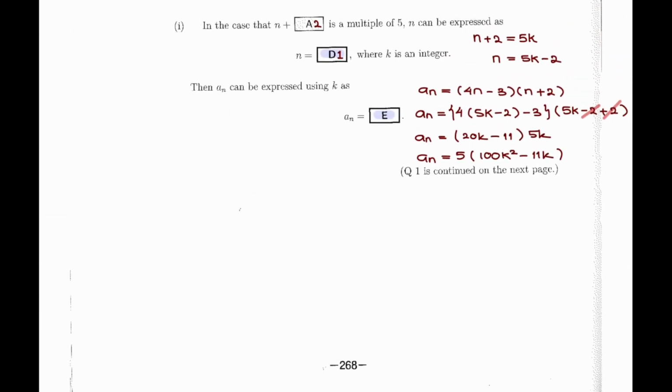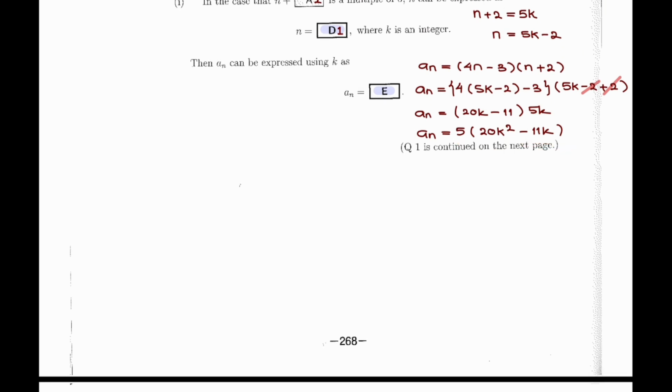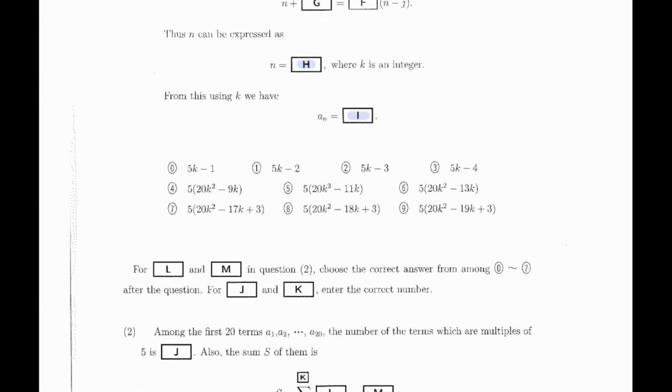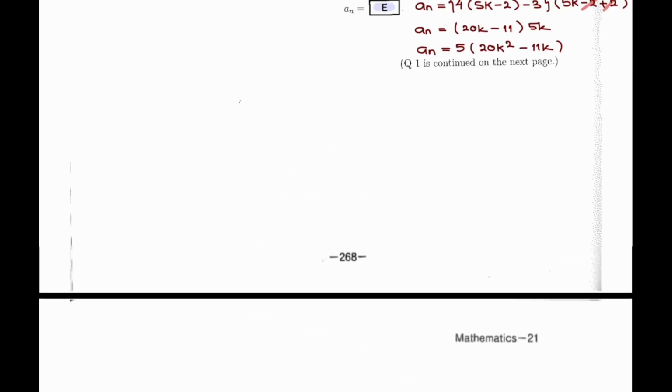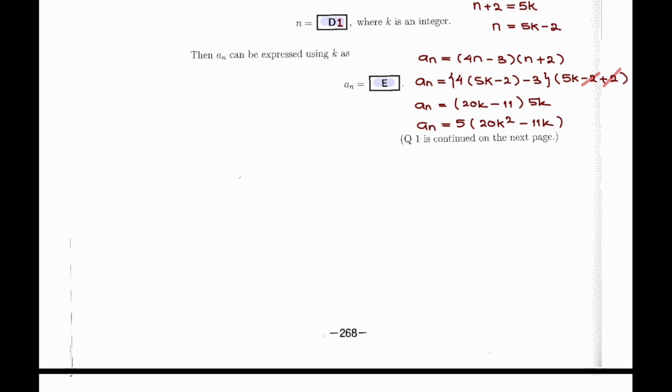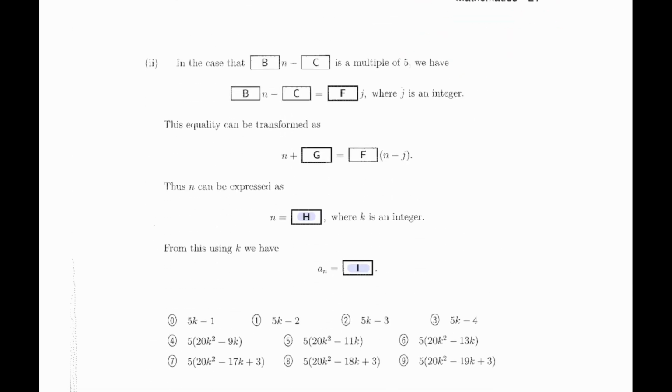Oh no, wait a minute, we just distribute the k, yeah? So instead of 100 here, it should be 20. My bad, this is 20k squared. So 5 open bracket 20k squared minus 11k. The answer is number 5. 5 open bracket 20k squared minus 11k. So the answer for letter E is number 5.